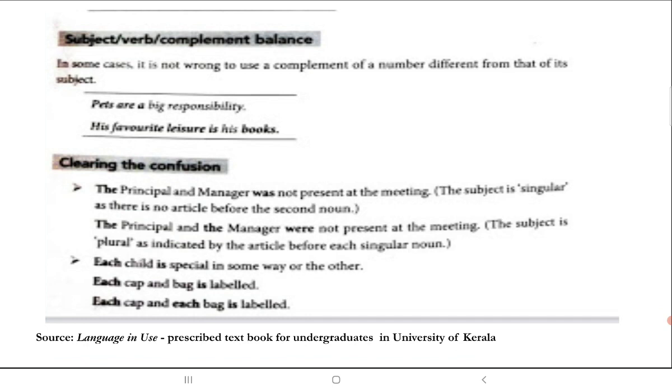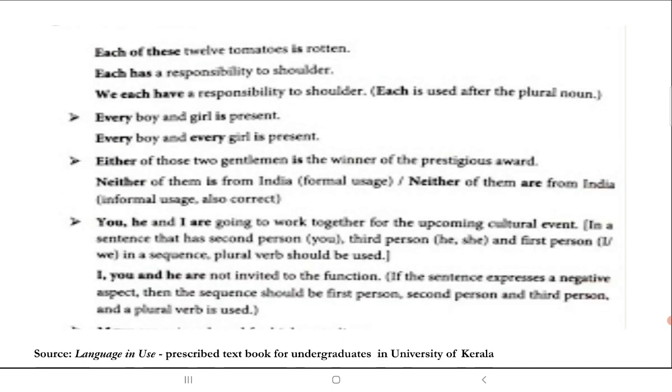Now, next example, each child is special in some way or the other. Each cap and bag is labeled. Each cap and each bag is labeled. Similar examples: each of these 12 tomatoes is rotten. Each has a responsibility to shoulder. We each have a responsibility to shoulder. Each is used after the plural noun.